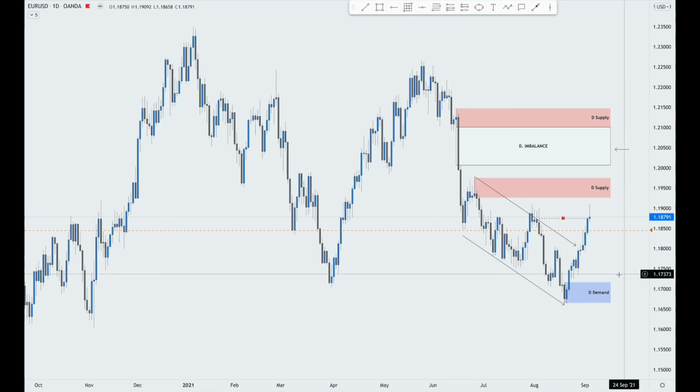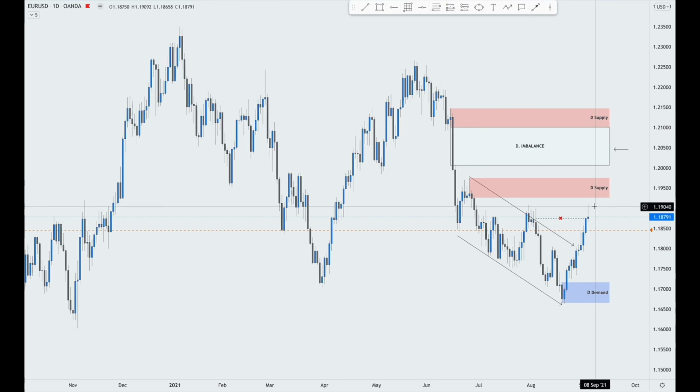So we can see from the daily chart, we've finally broken out of this descending channel or structure. We've then created higher highs and higher lows. The next zones of interest for me, at least, will be the daily supply at the 195 roughly, and then the daily supply over here.